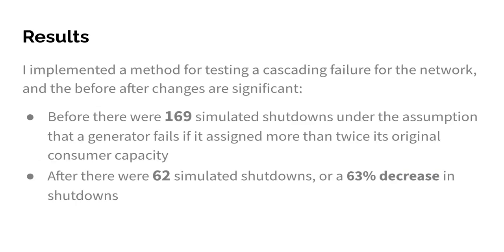As a result, I implement a method for testing a cascading failure for the network, and the before and after changes are significant. Before there were 169, after there were 62, so a 63% decrease in the shutdowns.